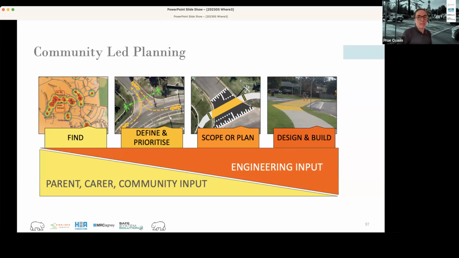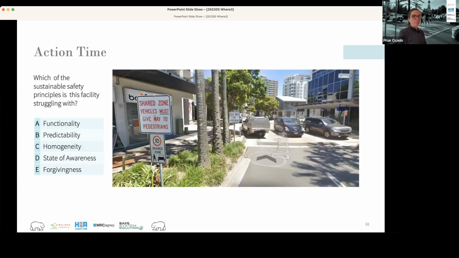So that's where you see these yellow crossings, or the banana crossings, as I like to describe them, as an outcome of that project. We've got just a couple of activities left. And I want to kind of put some of this stuff together. I know the sustainable safety principles are pretty complicated, and we've gone through them fairly quickly.